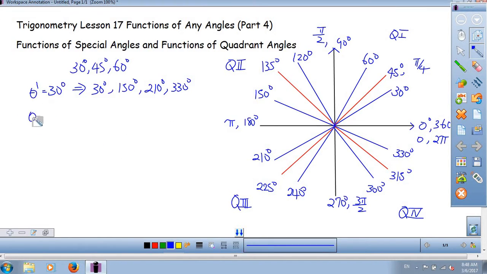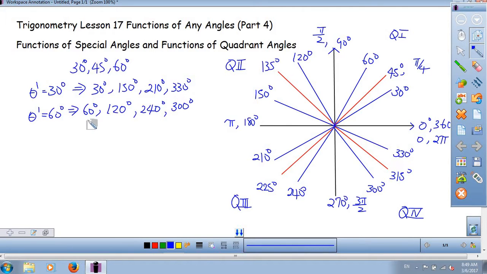Alright, now we're back. Let's take a look at theta equal to theta prime equal to 60 degrees. Which angles have a reference angle of 60 degrees? Of course, in the first quadrant it is 60 degrees. The second quadrant is 120 because 180 minus 120 is 60. So 120 degrees has a reference angle of 60 degrees. In the third quadrant, it's going to be 240. And the last, in the fourth quadrant, is going to be 300 degrees. So 60, 120, 240, and 300 all have the reference angle of 60 degrees.